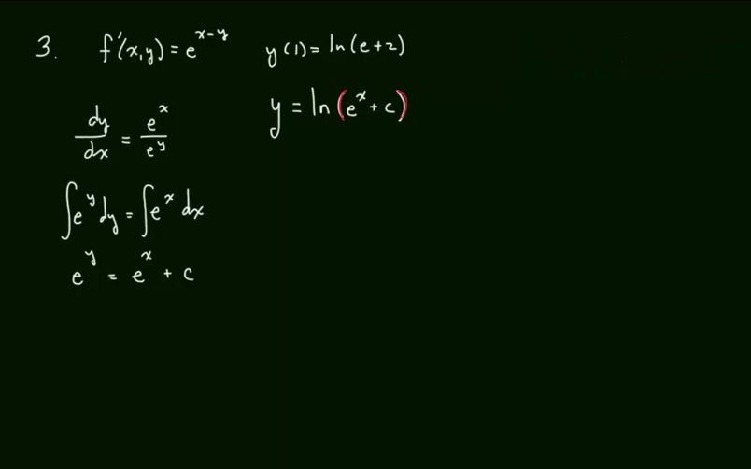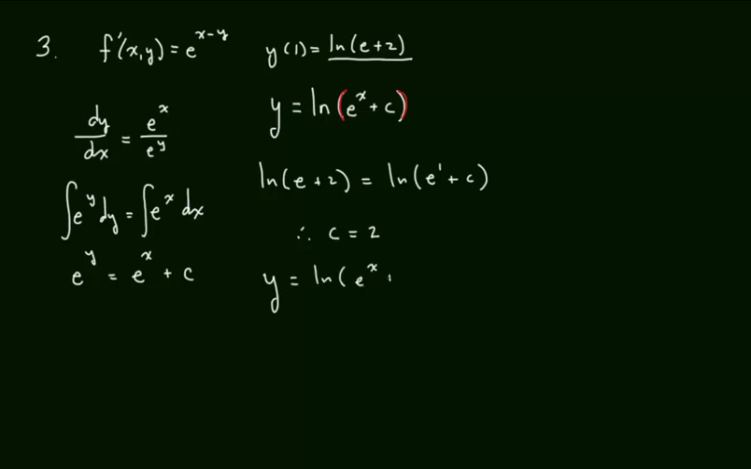I'm ready to use the condition. So the y value is natural log of e plus 2, and then I have to substitute 1 in for x, and I can see quite clearly then that c is equal to 2, and the solution to my differential equation, y equals the natural log of e to the x plus 2. That is my particular solution.